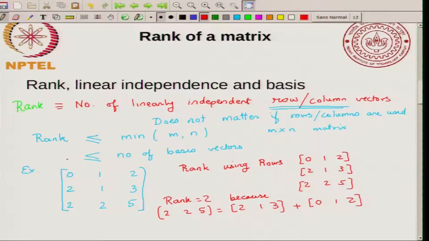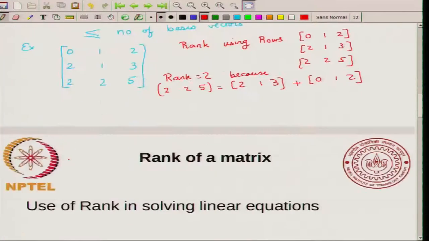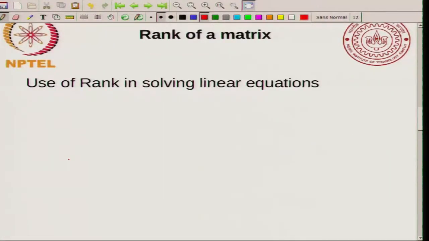All right. Now we can ask the next question as to where you use the rank. So the rank of a matrix is actually extremely useful in solving linear equations. Now you remember that we wrote your system of linear equations in matrix form. So if you remember, we had a11 x1 plus a12 x2 plus all the way up to, let us say, a1n xn is equal to b1, and you had the system of equations.